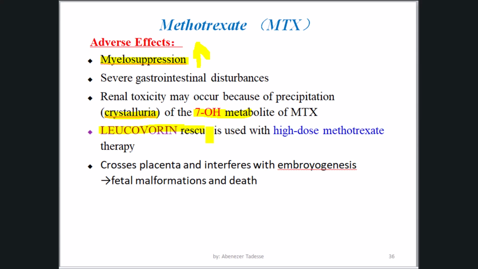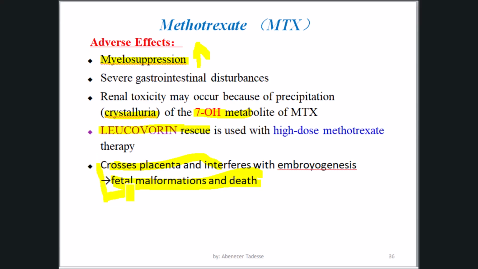The other one is all anti-cancer medications are teratogenic, so they are not indicated during pregnancy, but risk and the benefit should be checked and analysis is made prior to giving. Especially if you want to give, you should give after the second and the third trimester.